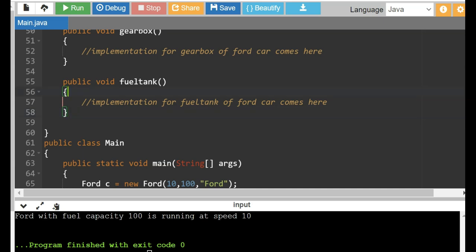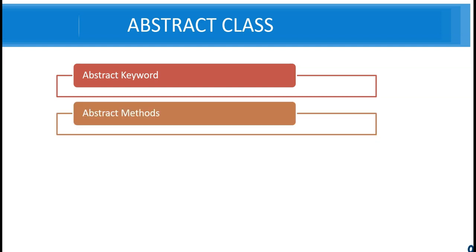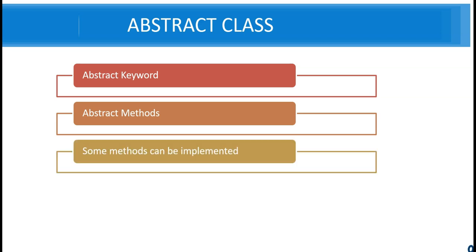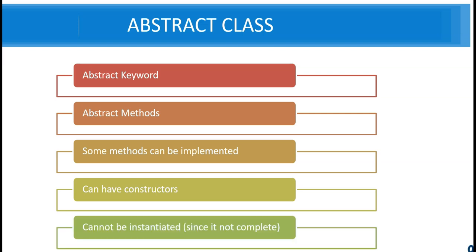So let's get back to the theory part now. So let's get back here. Abstract class uses the abstract keyword, right? So it's small a, not capital A, but abstract is the keyword that it uses. It can have abstract methods, right? There can be certain methods which are implemented, but certain methods can be abstract. We saw that. So some methods can be implemented. It can have constructors, but it cannot be instantiated. Abstract classes cannot be instantiated. So only after it is implemented, you can instantiate it. So this is what abstract class is.